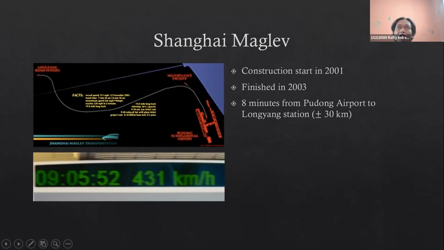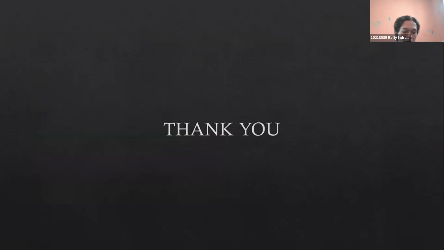And another example of a maglev train is Shinkansen in Japan. But I chose the Shanghai maglev because, I think, it is the fastest one and the best one today. Okay, and then that is my presentation for today. Thank you.